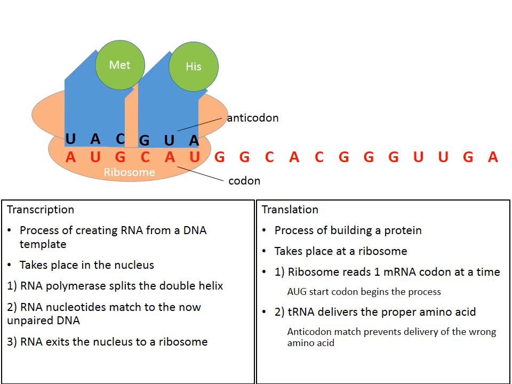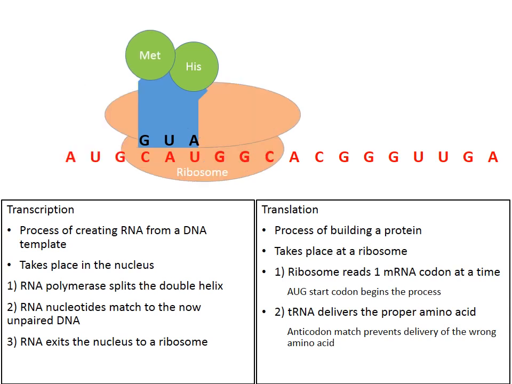And notice again how the GUA anticodon is a perfect opposite match of the CAU codon. This means that it's the proper amino acid and it allows the bonding to proceed. What happens is the 2 amino acids will bond, and the first tRNA, now that it has dropped off its amino acid, can just drift away.